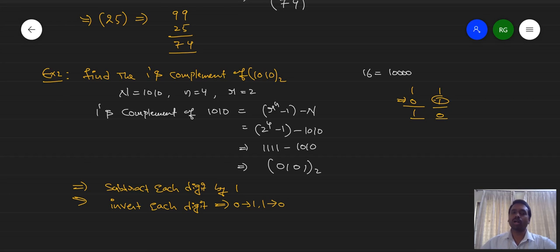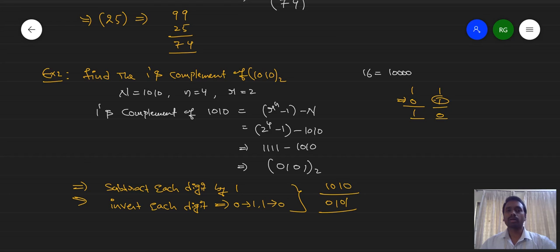So by this shortcut, the given number is 1010. If I invert each digit, my first MSB is 1, so it becomes 0, and so on. So that is my 0101. So either you can find the ones complement of a binary number by using the formula, or you can find the ones complement of a binary number simply by inverting each digit, because in a binary number there are only 2 digits. So inversion means changing the zeros into ones and ones into zeros. In that way you can find the ones complement of a binary number as well.